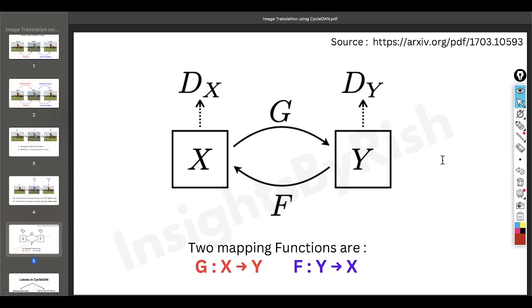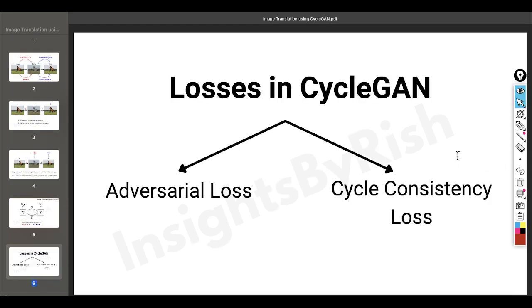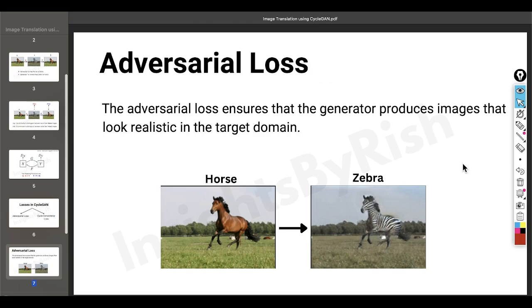The next part is also a very important part of the CycleGAN concept, and that is the losses in CycleGAN. Here we make use of two different kinds of losses. The first one is adversarial loss, a typical loss that we find in generative adversarial networks, and the second one is cycle consistency loss, which is specially designed for CycleGAN. So let's try to understand the purpose of both these losses. First, we will start with adversarial loss, which is typically found in any type of GAN. You might or might not be familiar with adversarial loss, so let me take you to that first.